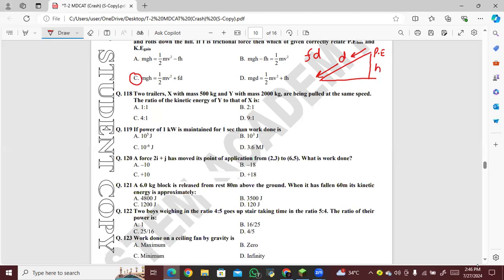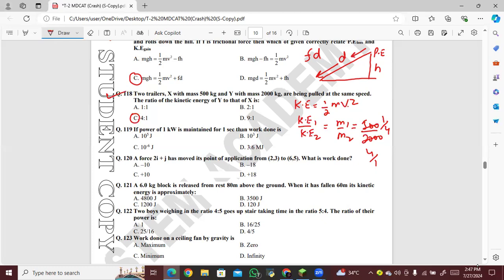Two trailers X with mass 500 and Y with mass 2000 are being pulled at the same speed. What is the ratio of their kinetic energy? You know the formula of kinetic energy is 1 by 2 mv square. If speed is the same, then the kinetic energy ratio will be the ratio between their masses, because 1 by 2 and v square will cancel as they are the same. Mass of X is 500 and mass of Y is 2000, so it becomes 1 by 4. That is X to Y. For Y to X, it becomes 4 by 1. You will invert it. So the answer is C.